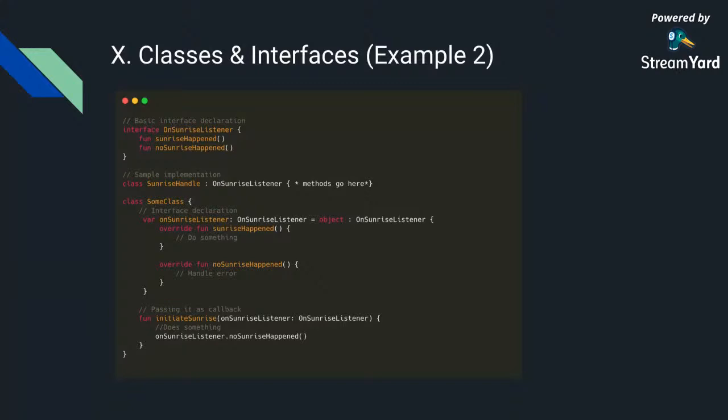And how do I implement an interface? In the next line, you see a sample implementation. I've said sunrise handle is a class and it implements this interface. So the way you implement is, again, you use a colon and then the interface, and then you will have to implement the methods of the interface as well. Okay, so that's the implementation of an interface.